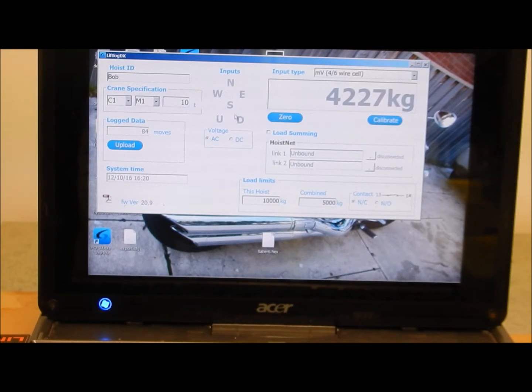So if you see any of these sorts of behaviours, it's a really good indication that you've got electrical noise on your crane. Give us a call and we'll help you work through it.